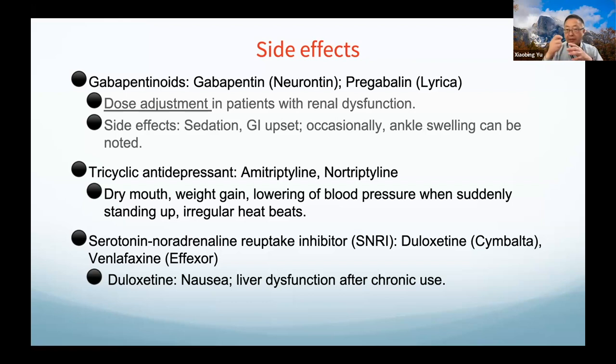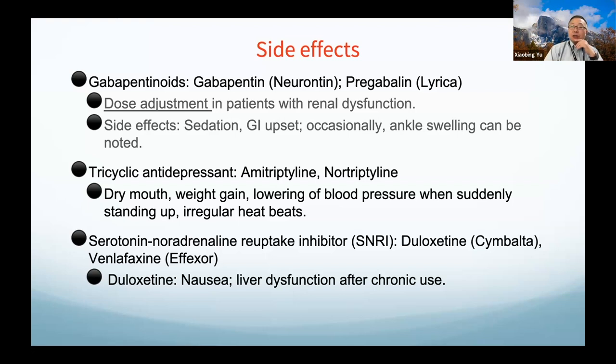So in practice, we often take advantage of the sedative side effect of the gabapentinoids or tricyclics. Ask a patient to take it at night. Often we take advantage of the sedative side effect to help patients sleep better. So this is something just to keep in mind. You often notice we use that not only for pain, but also trying to improve the sleep.